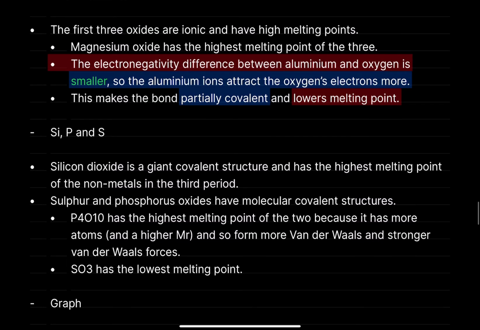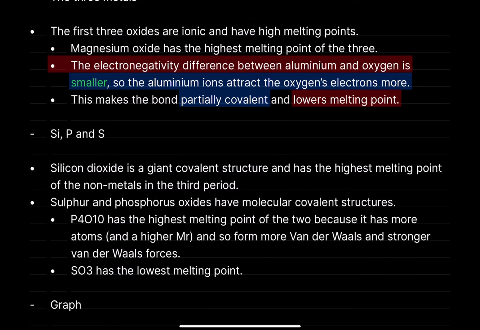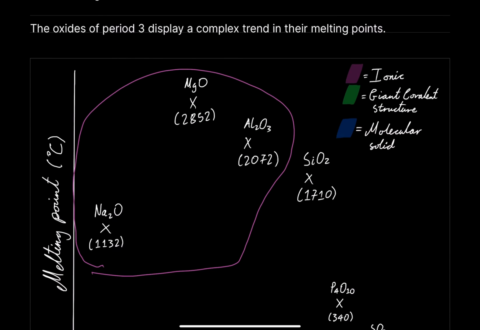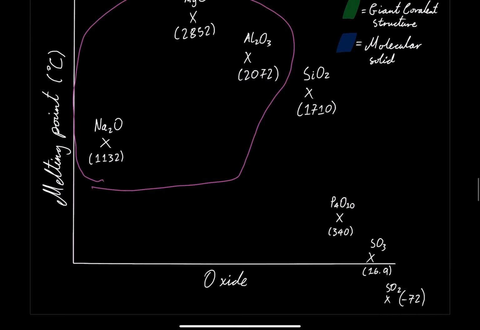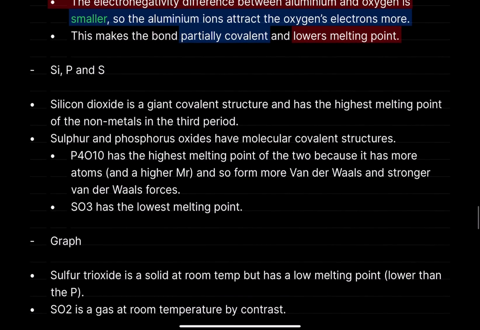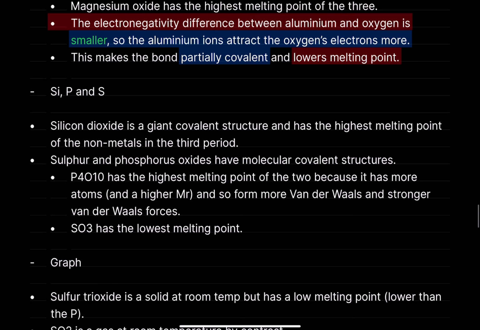Silicon dioxide has a similar type of bonding to silicon, obviously, because they're both giant covalent structures, but the strength is much weaker. Remember, when we were talking about silicon by itself, it had the highest melting point of all of period 3, but silicon dioxide, still a giant covalent structure, is overall a bit weaker compared to magnesium oxide and aluminium oxide. So just by knowing that silicon dioxide is a giant covalent structure, it has the highest melting point of the non-metals in the third period.